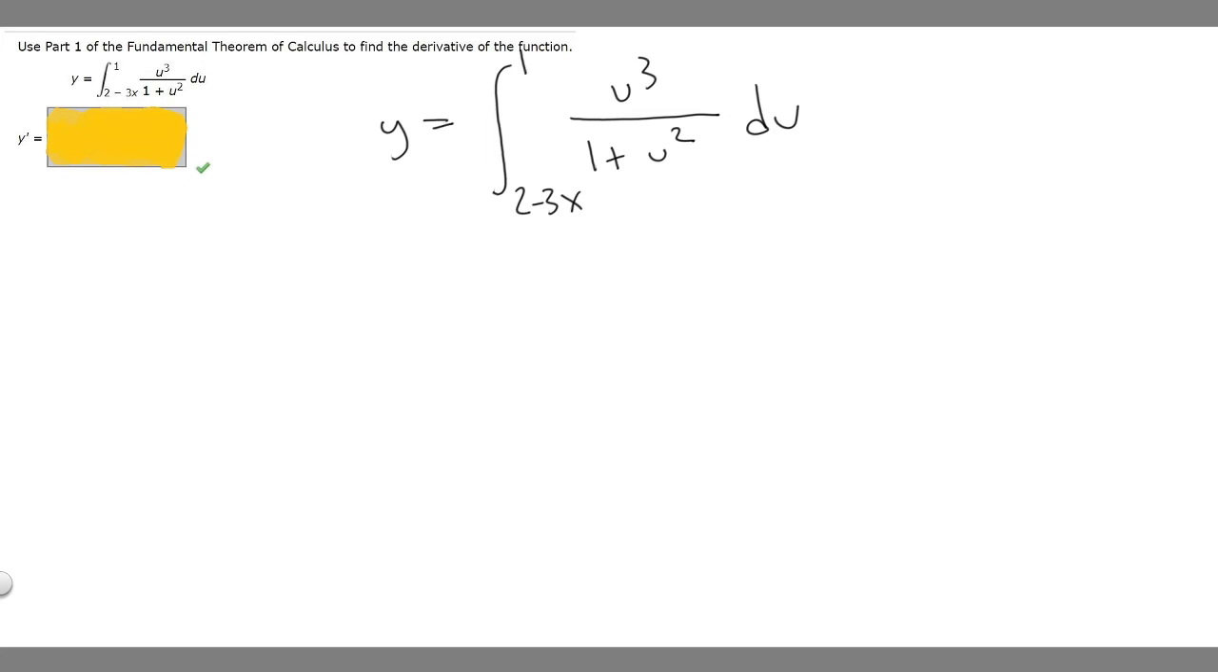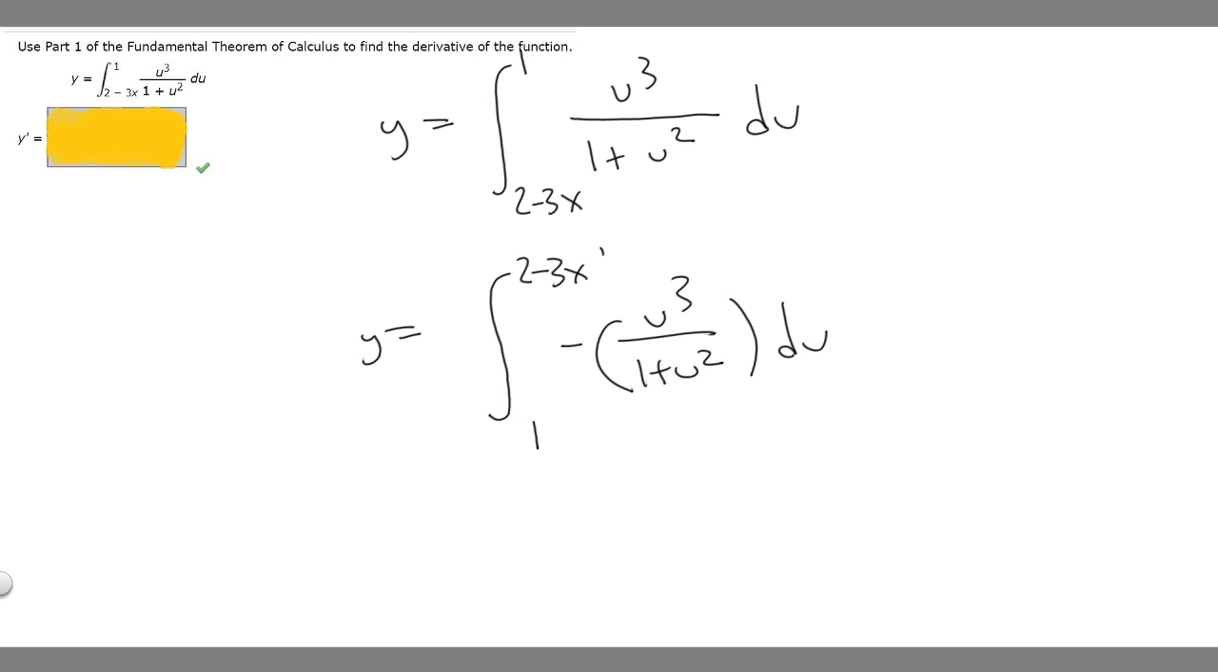So if I erase all this, and we swap these, it's going to become y equals the integral from 1 to 2 minus 3x, and we got a minus, put a minus on it. So u cubed over 1 plus u squared du. And then now that this is on top, it's pretty easy to solve. So all we got to do is plug this in here and then multiply by the derivative of this.